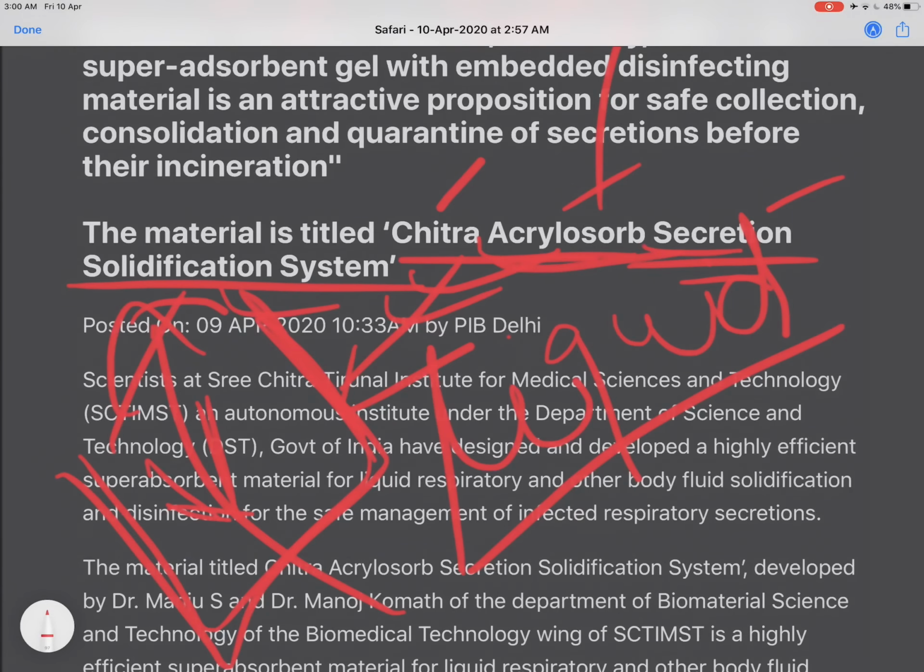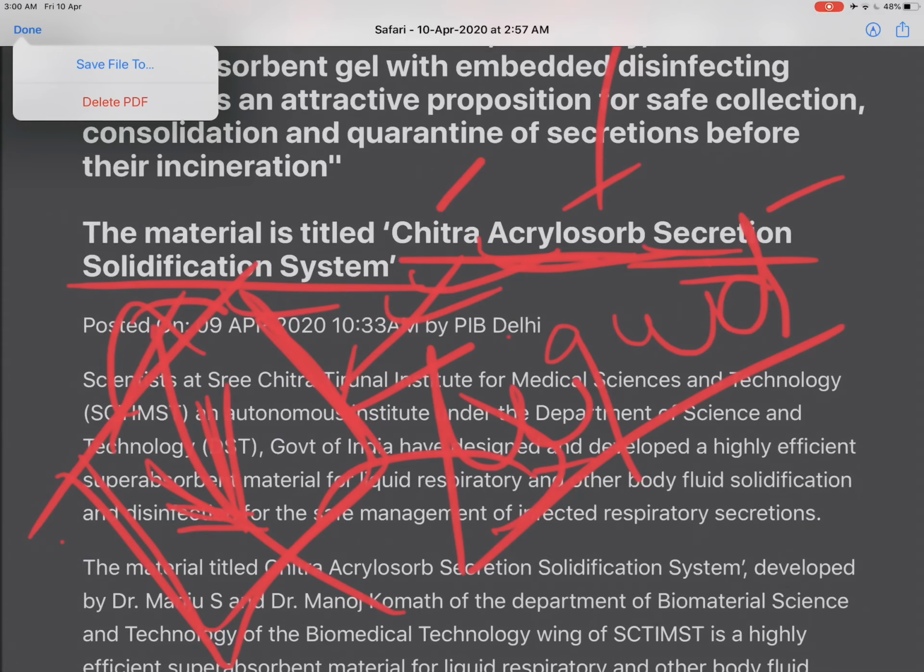Then this system is going to solidify that very secretion, and then we are going to zip it, and then we are going to put it into the incineration to be disposed of perfectly fine. That's it. This is what it means. Nothing very difficult here, although the name is quite fancy, a Cryo secretion solidification system, but in simple language this is what it is.